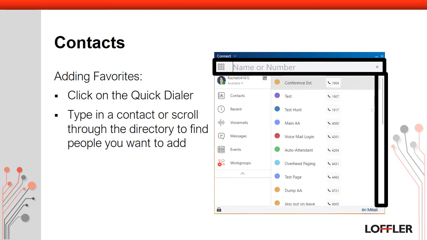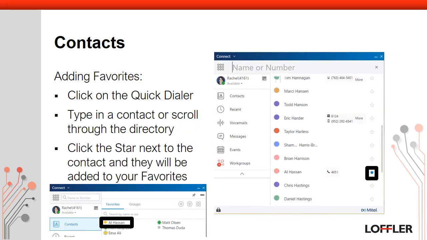To add people to your favorites list, click on the Quick Dialer field. Type in a contact or scroll through the directory to find people you would like to add. Click on the star next to the contact's name and they will be added to your favorites list.